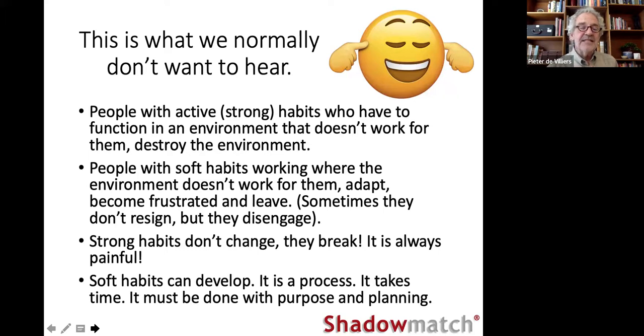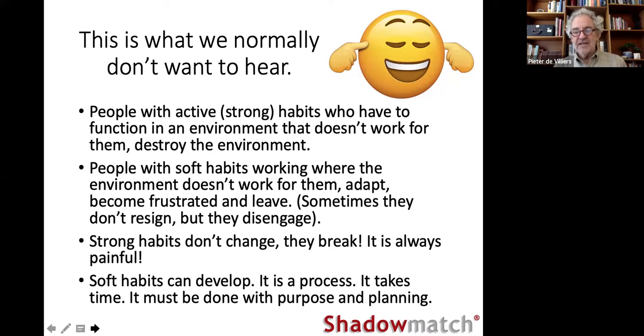Sometimes they don't resign, but they disengage. They do not resign from the job, but they disengage from the activities and the content of the work. So they start doing the work in a mechanical way. They do it just because they are paid to do it. They don't think, they don't engage, because the environment doesn't work for them. And we had the webinar on employee engagement months ago, and if you would like to watch it, it's on the list.